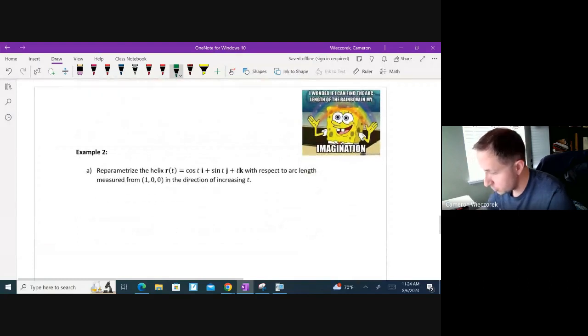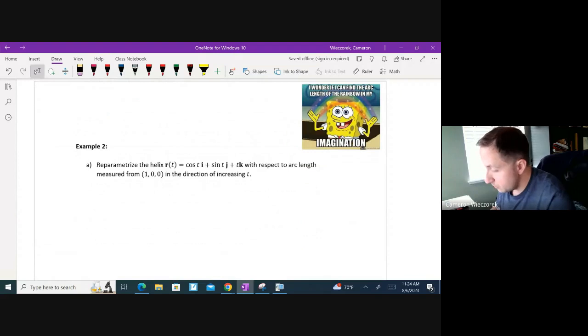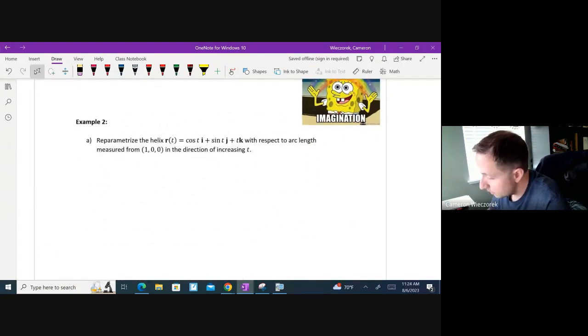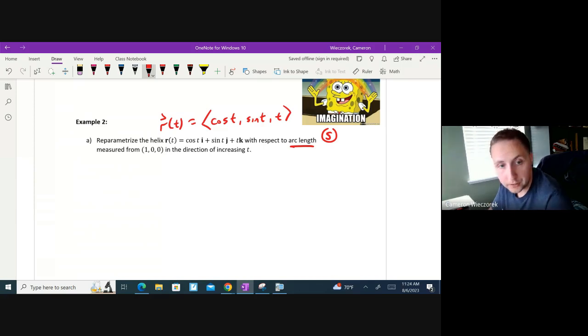Okay, so let's try one. Let's re-parameterize our helix. We keep going back to this example of the helix. R of t equals cosine t, sine t, t. I'm going to write it in component form because I like that better. Cosine t, sine t, t. I want to re-parameterize that helix with respect to arc length, s, measured from 1, 0, 0 in the direction of increasing t, so in the direction of increasing parameter.